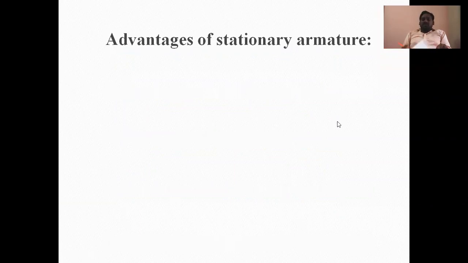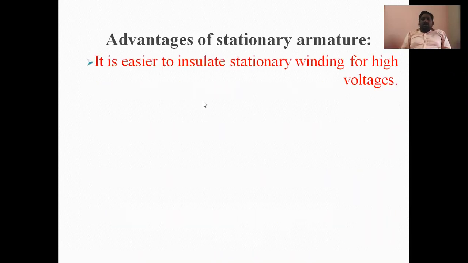So now, what are the advantages of the rotating field type or stationary armature type synchronous generator? First, there is no problem regarding the provision of insulation. It is much easier to insulate a stationary winding for high voltage. If the armature winding is rotating and high voltage is generated in it, the insulation required for that high voltage is huge. The thickness of the insulation is very large.